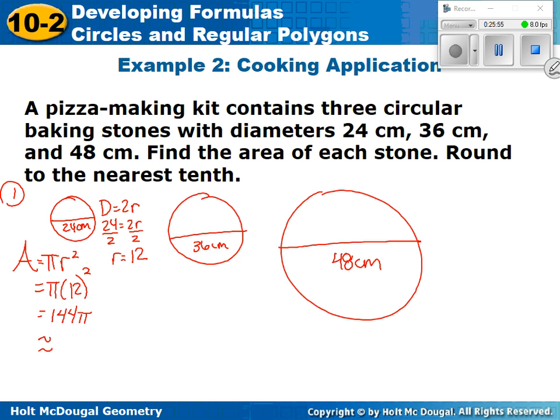Anybody not know where the pi key is? Let me know if I need to show you, or if your neighbor can show you, that's great too. What is 144 times pi to the nearest tenth? I heard 452.4 from 2 different people. Anybody not getting that? Okay, what are my units?